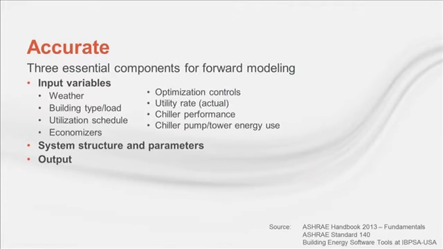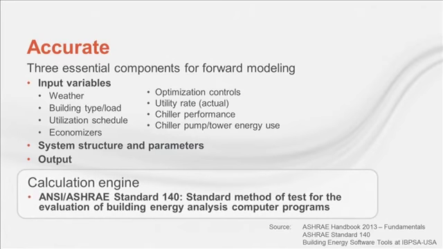The modeling of the building and HVAC system design and optimization is referred to as forward modeling. 3 components are essential to the mathematical model: input variables, system structure and parameters, and output. In addition to these components, ASHRAE also provides a standard test method for evaluation of building energy analysis computer programs called Standard 140. Therefore, an accurate modeling program should at least incorporate these essential components and go through the ASHRAE 140 test cases.